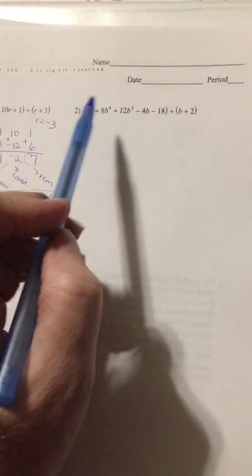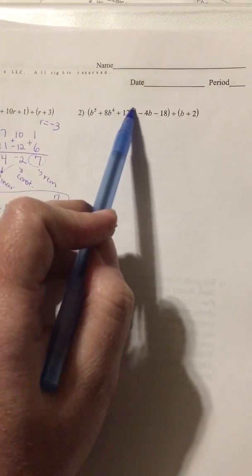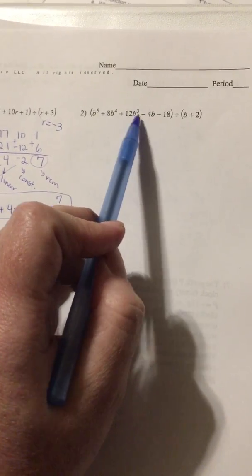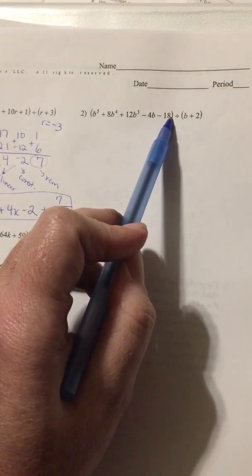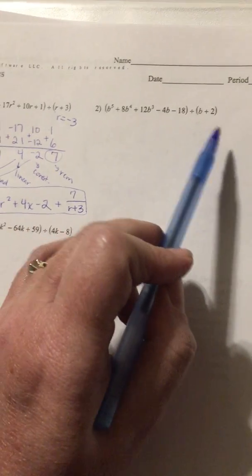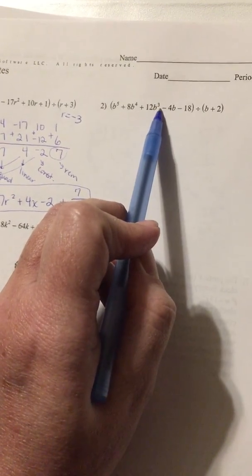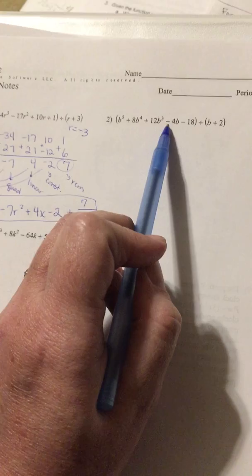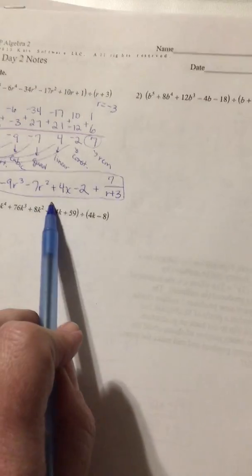Let's try that again on the next problem. We have b's this time. And notice that we go from a 5th power to a 4th to a 3rd. We skip a 2nd power, 1st power, constant. So when we're writing our line, we're going to have to make sure to hold a place for that b squared term that is missing here in case it turns up in our answer.